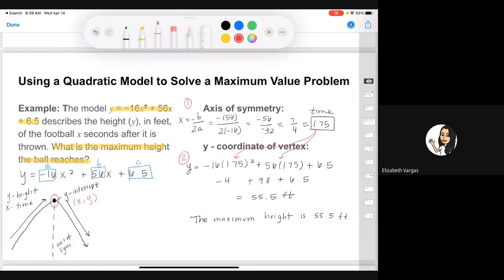Okay. Another way that you can go ahead and solve this, if you do have a graphing calculator, is you plug in this quadratic equation into your graph. And what you're looking for is your vertex. What is the point of your vertex? What is your maximum height?